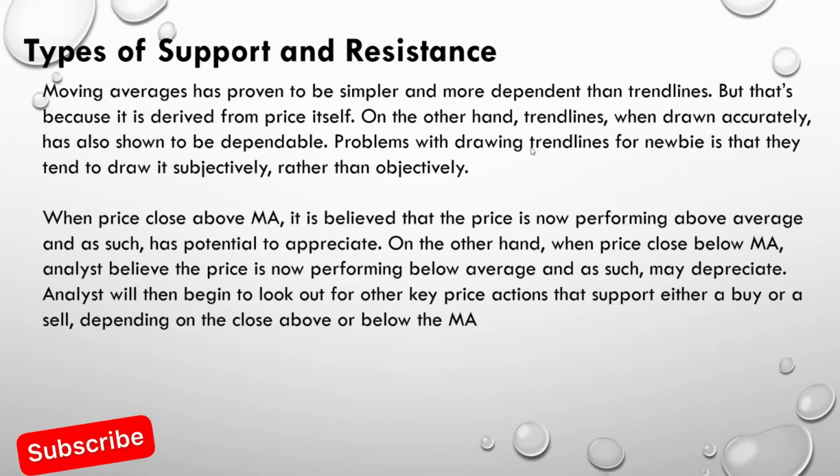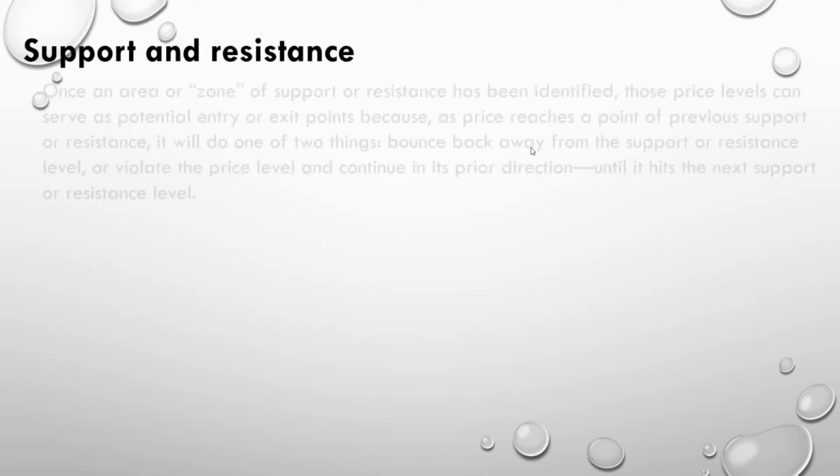On the other hand, when price closes below the moving average, analysts believe that the price is now performing below average and as such may depreciate. Analysts will then begin to look out for other key price actions that support either a buy or a sell, depending on the close above or below the moving average. Remember, as I said, we are still going to talk about strategies on moving averages as well, using them as support and resistance.